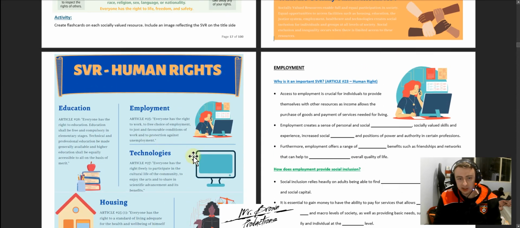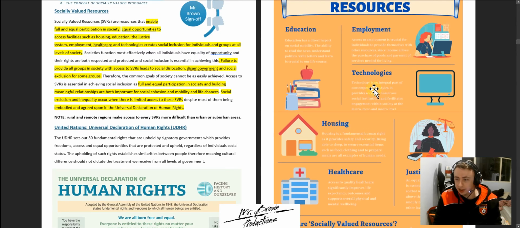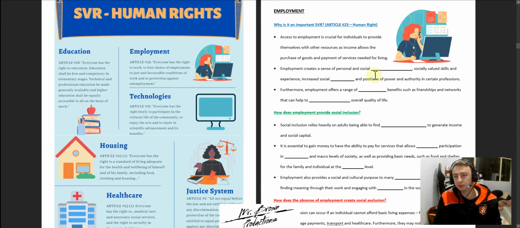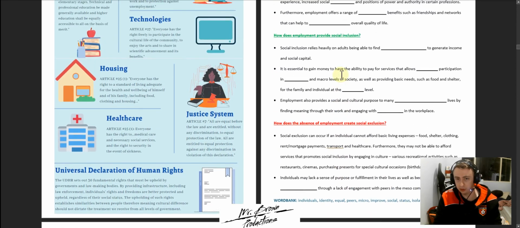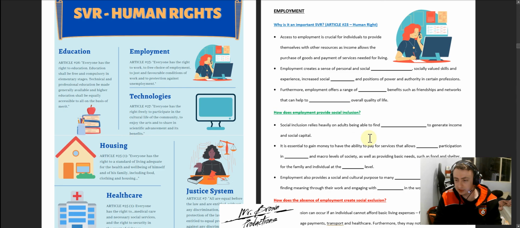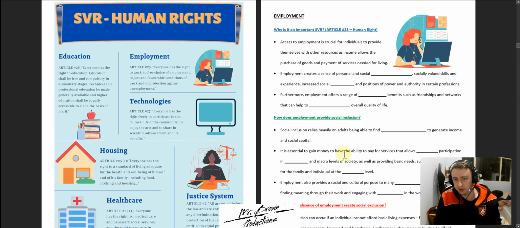So, once you've done that concept card on this page, concept card on that page, we then move to employment. And then we move to education technology. So what I've done is I've broken down each of these, and how I've done it in 3 sections. There's a word bank at the end for each of you.